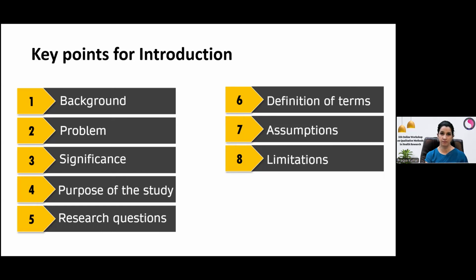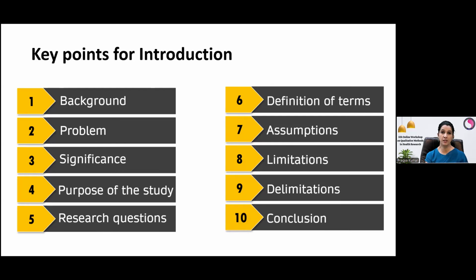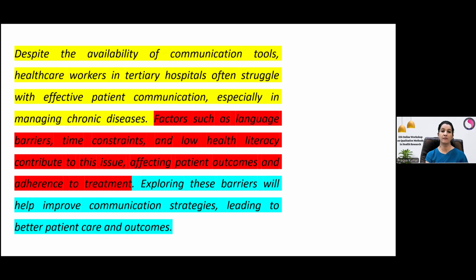These sections are all there if you go through the protocol which we have shared. Then you write the limitations of your study, and then the delimitations. We'll also discuss the difference between limitations and delimitations, and then we write the overall conclusion of our study. So, starting with the background, problem and then significance.